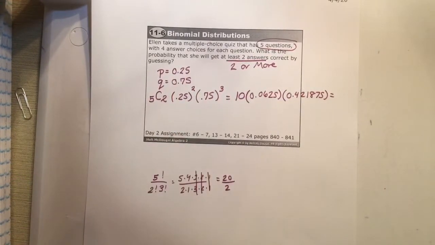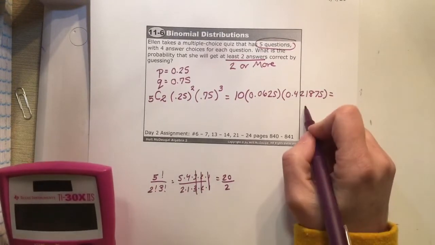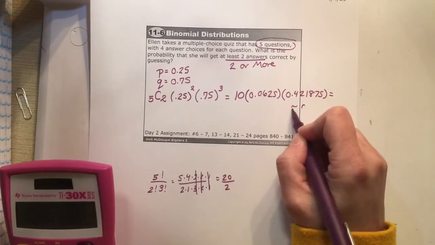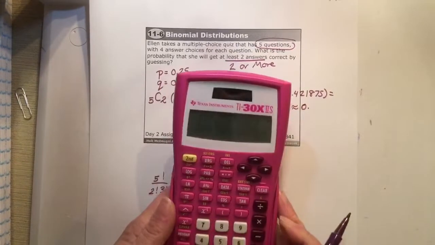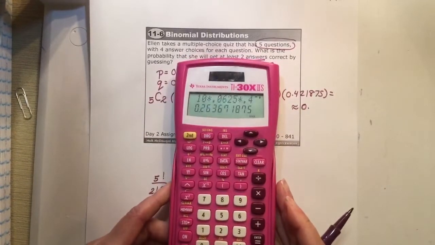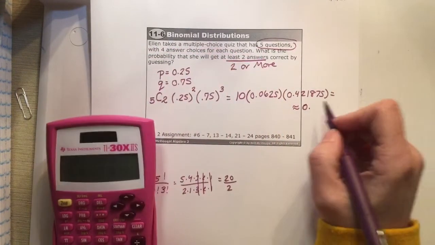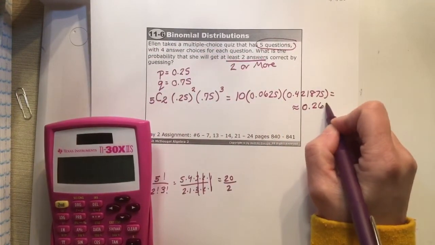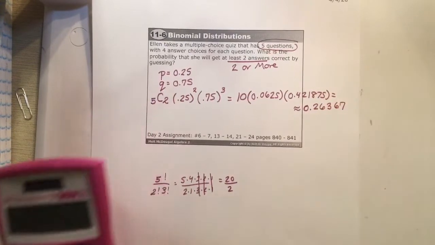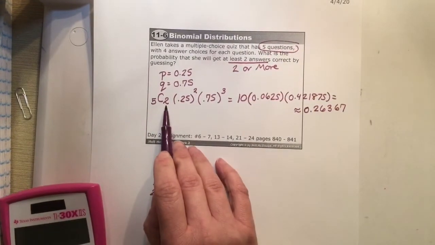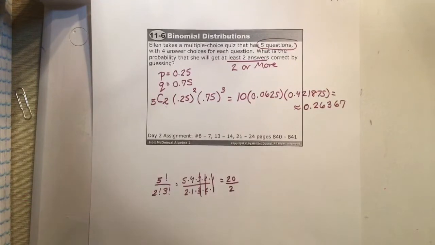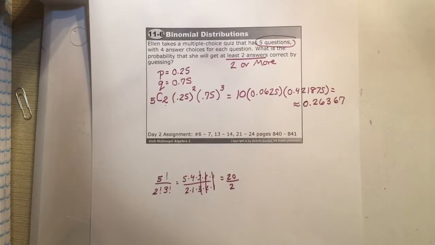I'd multiply them all together. So 10 times 0.0625 times 0.421875. Your chance of getting exactly 2 right, and I'm going to approximate this because if you're doing this with me, your calculator has a lot of numbers on it. So we just have to realize that we are making an approximation. So approximately 0.26367. Now that is the chance of getting 2. Well, it says 2 or more. Well, if you got 3 right, that would be more than 2.